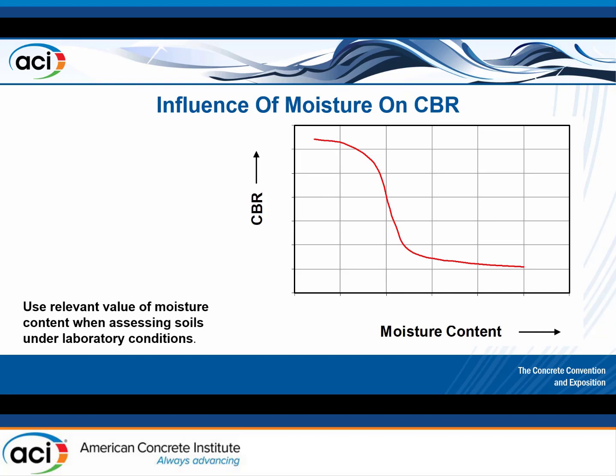One thing that's important also is when we run that in the laboratory, we typically put it at its worst moisture condition. So we will saturate the soil sample, run the CBR, and then that gives us essentially the lowest strength that soil would encounter. And so we utilize that to add a little bit of conservatism into our pavement designs.